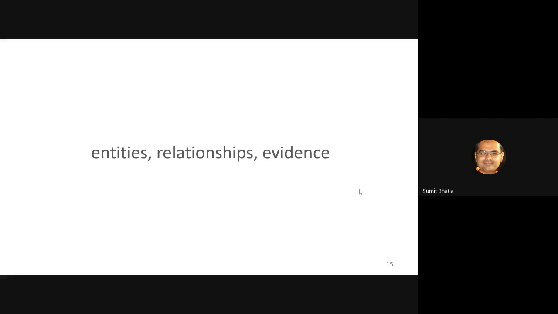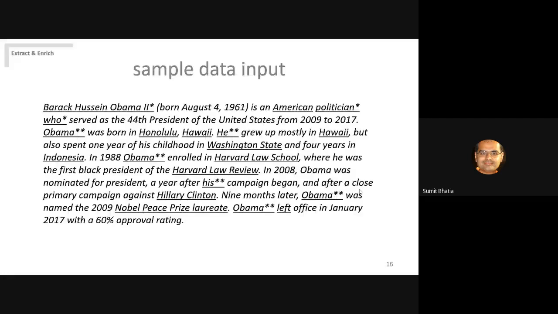Okay, so let us say this is our sample input from which we want to create a graph. This is nothing but the first paragraph from Barack Obama's Wikipedia page. If you see this paragraph, we have Barack Hussein Obama, born this date, is an American politician who served as the 44th President of the United States from this date to that date, and so on.